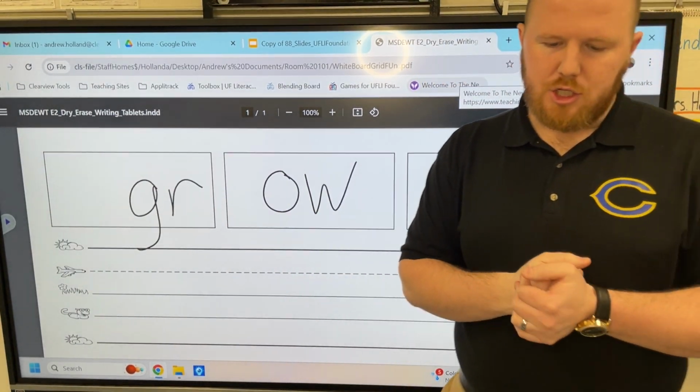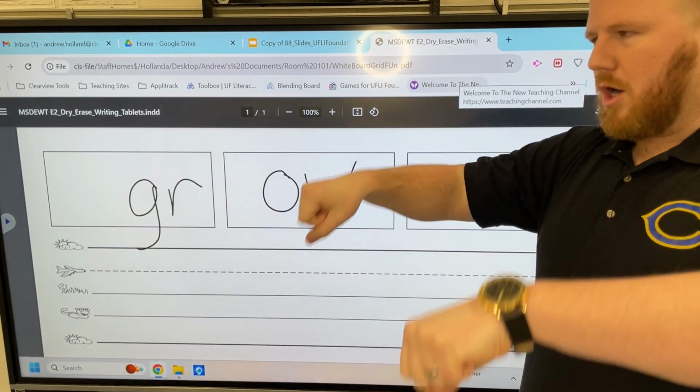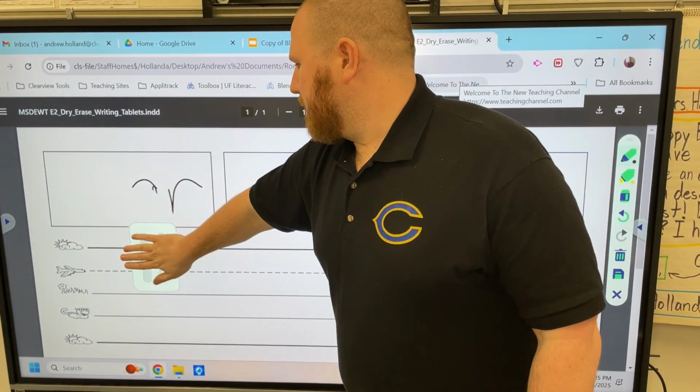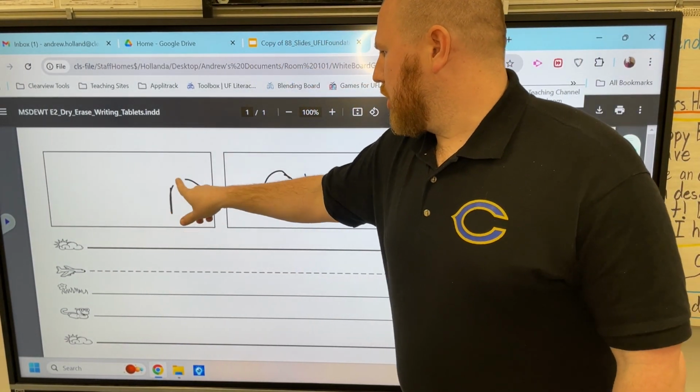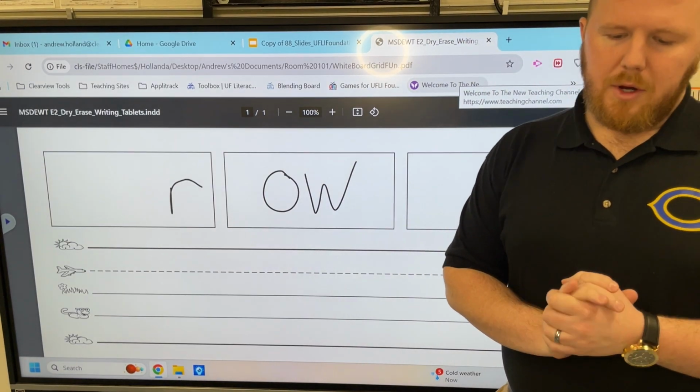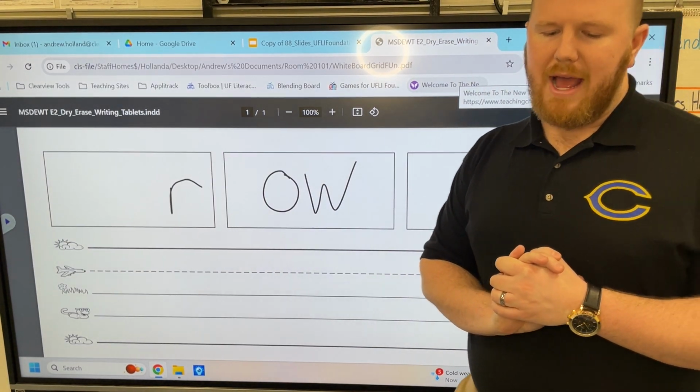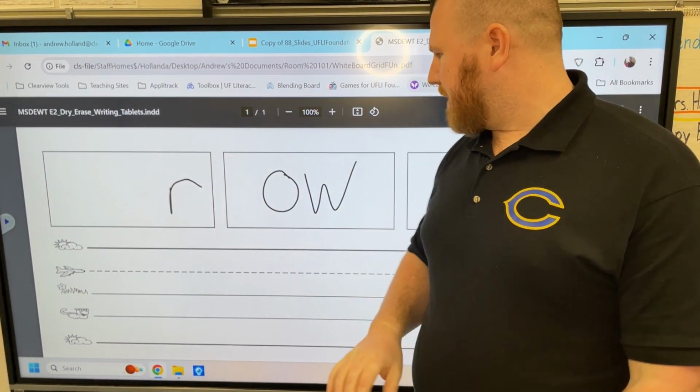Grow. Now we're gonna change grow to row. Row. There we go. Row. Now we're gonna change row to ray. We're changing it back to ray. Oh my goodness.